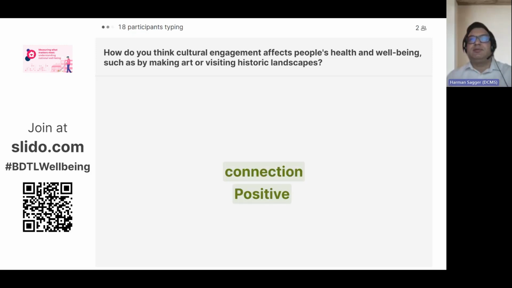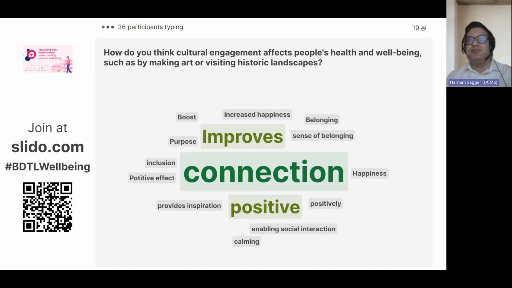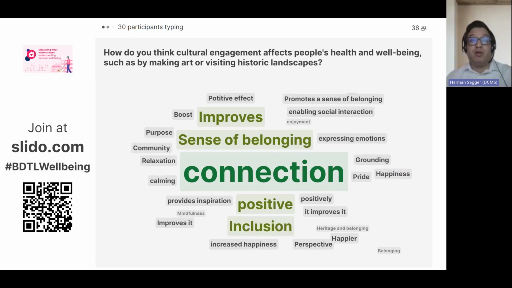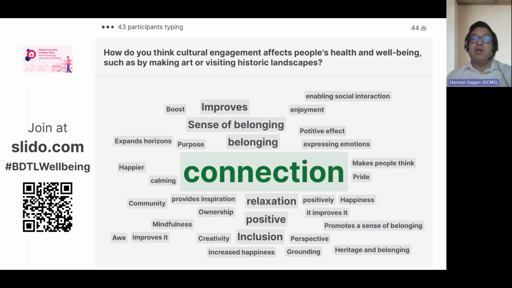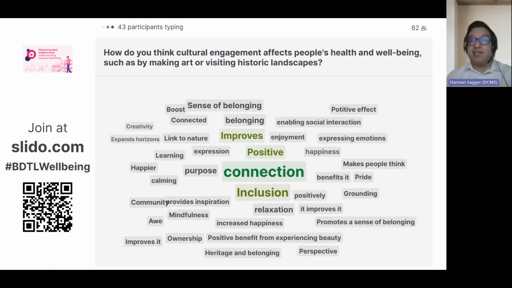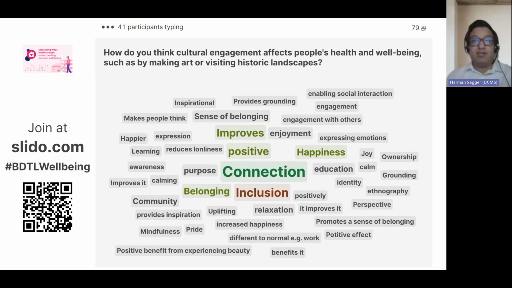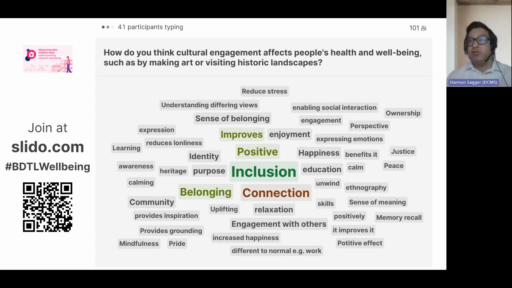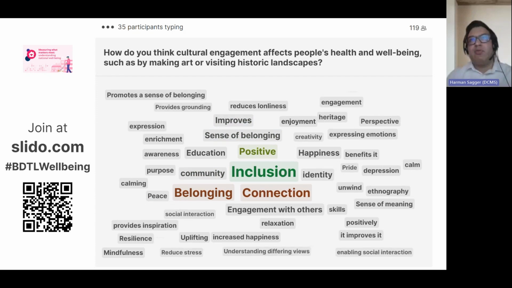Connection, great. Positive. I just like the word positive because that's what I think culture is. Purpose, inclusion. I think purpose is really good, and a lot of the work we're doing now is around purpose and people's attachment to their local cultural assets. Belonging is another one linked to that as well. Relaxation, yeah, we shouldn't forget. Culture is also about relaxation. We know relaxation has a big impact on people's well-being and health.